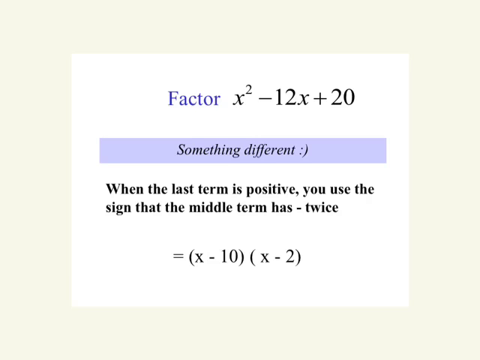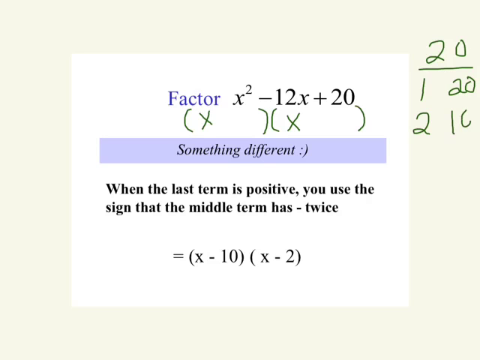Well, once again, guys, we can see that the leading term is x squared. Whenever the leading term is x squared, you know that your first two terms are going to be x and x. Now, it's the same concept. We need to find two numbers that add to the middle and multiply to the last. So we got to think, once again, what are the factors of 20? Well, they are obviously 1 and 20, 2 and 10, 4 and 5.